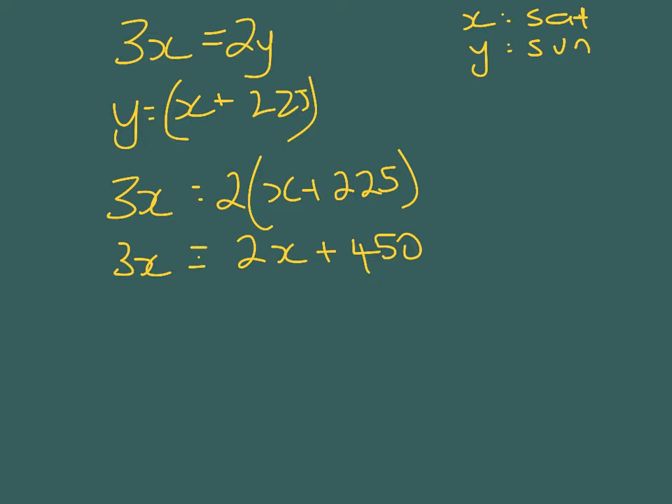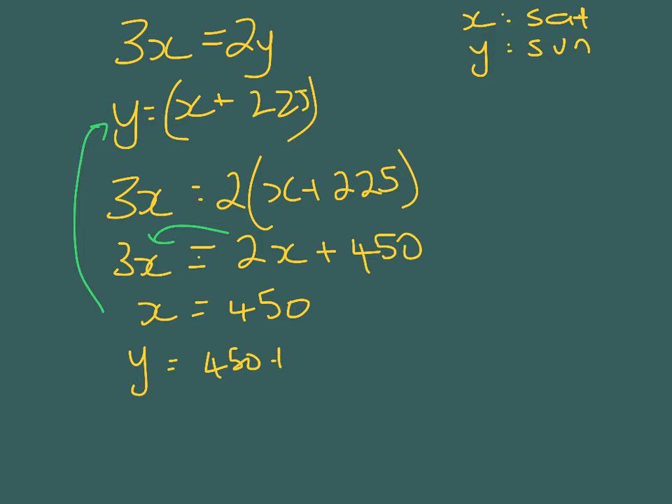Okay. Now what we're going to do is move the 2x over here. So we end up with x is equal to 450. So what we're saying here is that on Saturday we earned $450. And if we put this back into our original equation, we end up with y is equal to 450 plus 225. So therefore y is equal to $625, and y being Sunday.